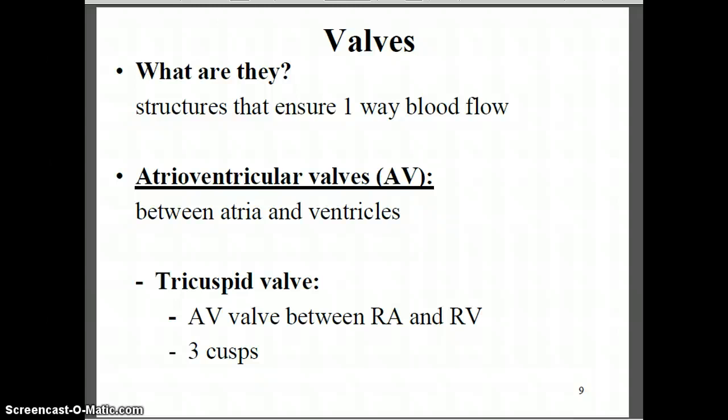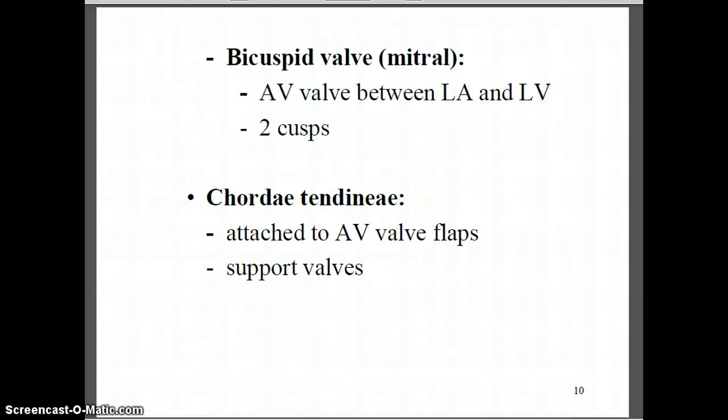The valves are structures that help to ensure one-way flow of blood. There are atrioventricular valves, the AV valves, which are between the atria and the ventricles. That consists of 2 different valves, the tricuspid valve, or also called the right AV valve, called tricuspid because of its structure containing 3 cusps. The bicuspid valve, or the left AV valve, and it's called mitral. If any of you are familiar with the shape of the hat of a bishop, the hat of a bishop is called the bishop's mitre. So that's where that term actually came from.